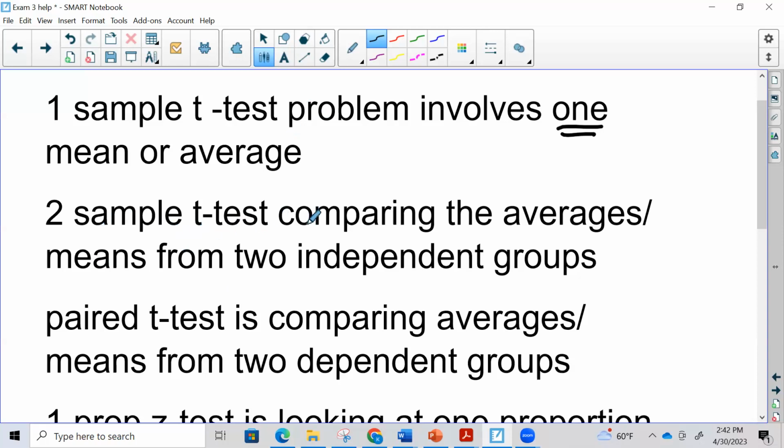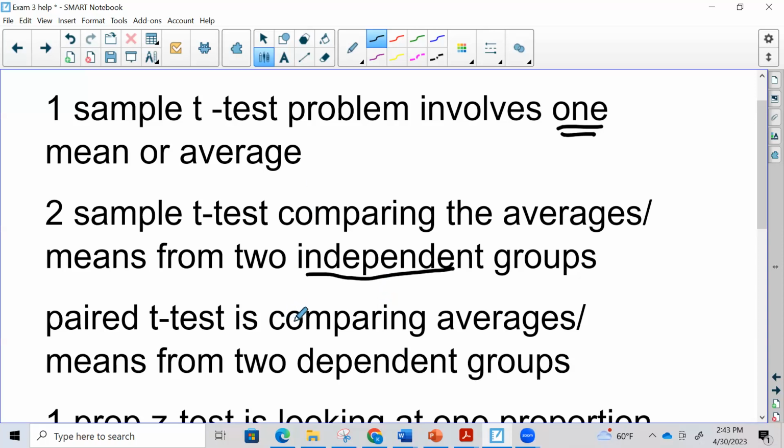So for a two sample t-test, you're comparing the means or averages for two independent groups. So you're going to have two different samples of different groups of people, and there's no relationship between those people. And often for a two sample t-test, the sample size for each group is different. It doesn't have to be, but most of the time the sample size is different.